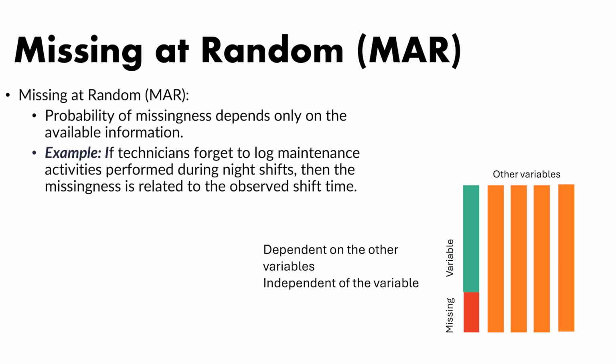Missing at random, MAR. Data is MAR when the missingness can be explained by other observed data, other variables. The gap can be adjusted if the relationship between the missingness and the observed data is correctly modeled. For example, in maintenance records, if technicians forget to log maintenance activities performed during night shifts, then we know that the missingness is related to the observed shift time. And then we can consider that the missing data is MAR.